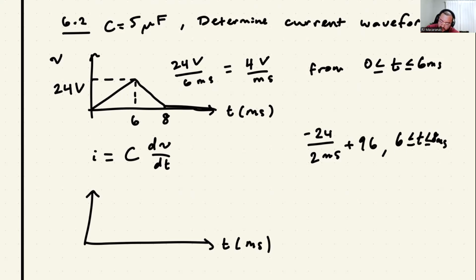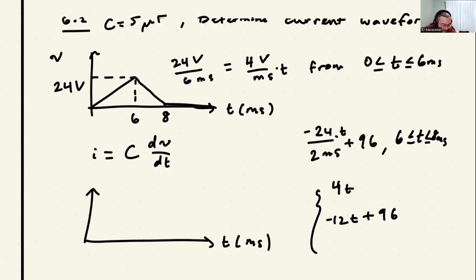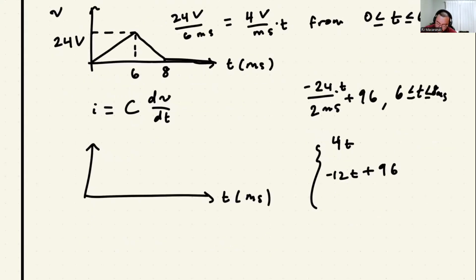And so these are the equations for the voltage. I actually forgot to put times t here. These are times t. And just to write it out more clearly, we have basically 4t, and then we have basically minus 12t plus 96 there.